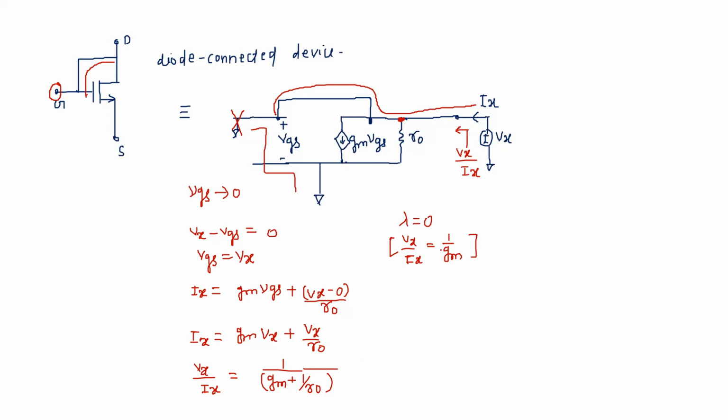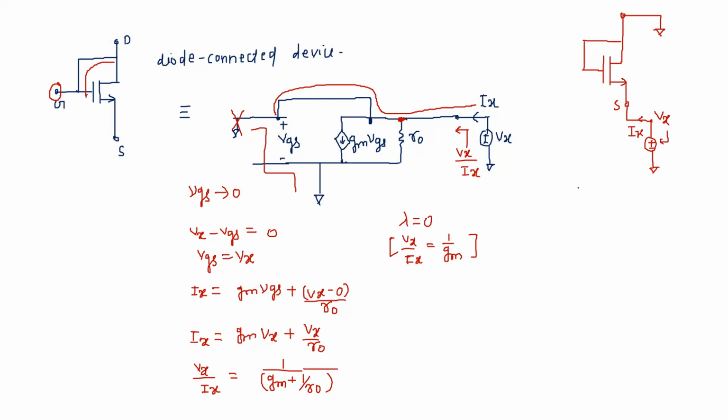Similarly, if you want to calculate the same thing for this particular device where the gate and drain are shorted, this was a mistake, you cannot connect the gate to ground because it is shorted with the drain. Suppose now this drain is grounded and you want to calculate the impedance from the side of the source. This Vx is nothing but the source, the DC source. This is your Vx and this is Ix.